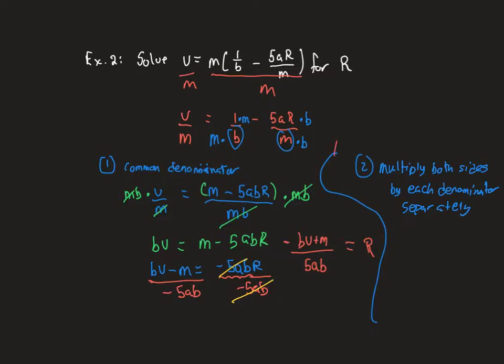So basically what I would do is I would have instead here, so let's write this out again. I would have had to have multiplied everything piecewise. So I would have had to have multiplied this by b to get rid of the b, this by b, and this by b. Remember, when you multiply, you have to multiply every term. So that would end up giving me bv over m is equal to, these b's cancel out, leaving me with 1 minus 5a br over m. Then I'd have to multiply everything by m.